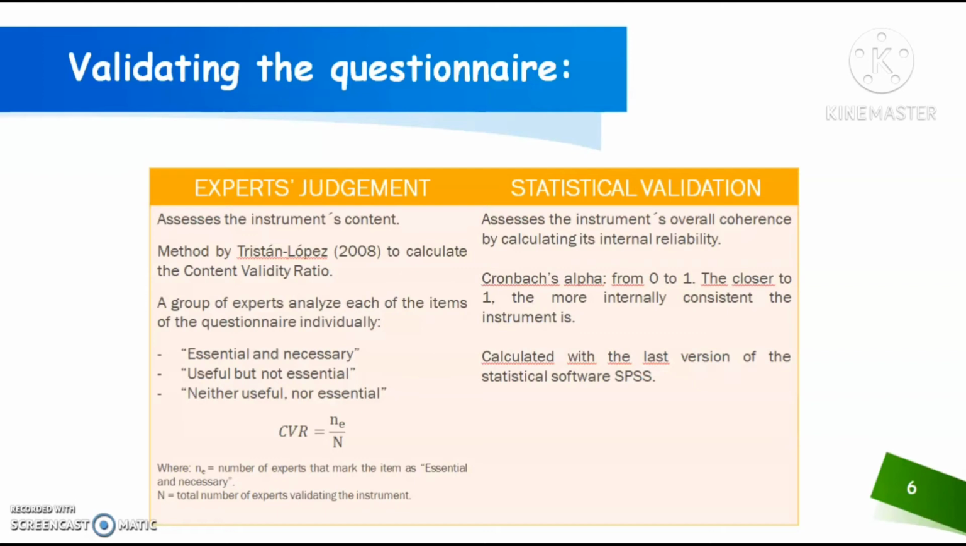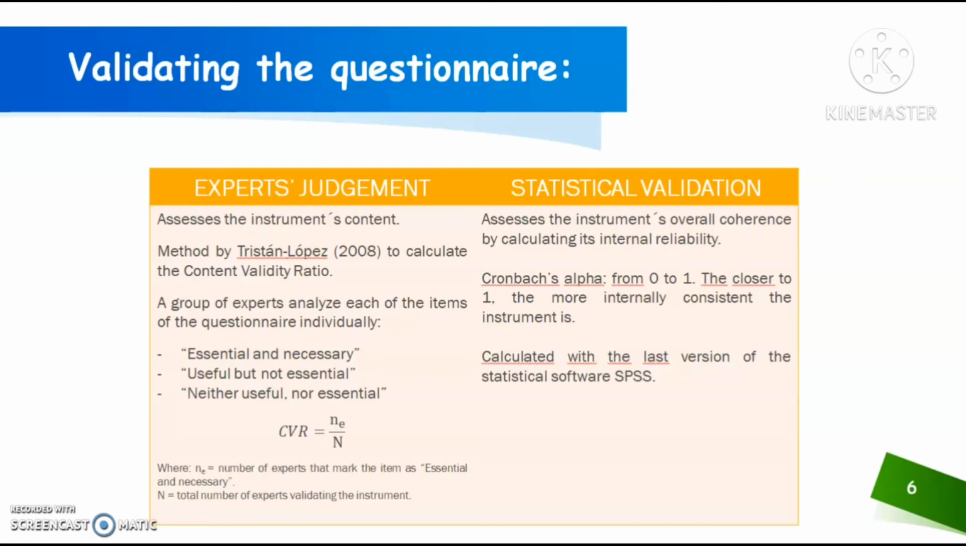the number of experts that mark the item as essential and necessary by the total number of experts validating the instrument. Items with a content validity ratio higher than 0.58 can be kept, whereas items with a validity ratio lower than 0.58 will be eliminated from the questionnaire.